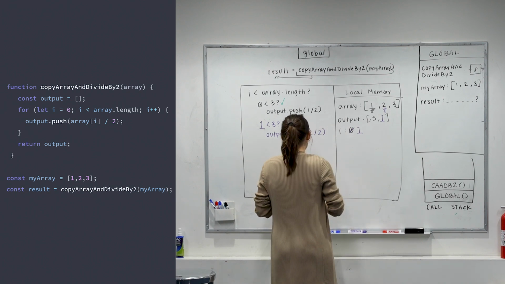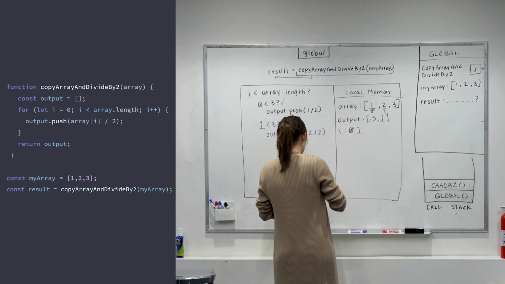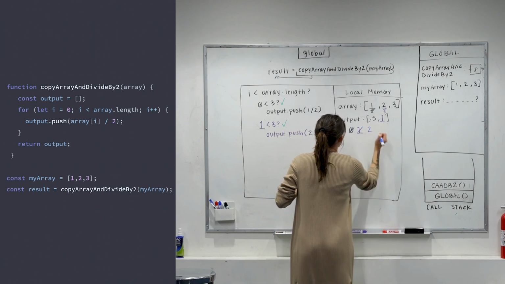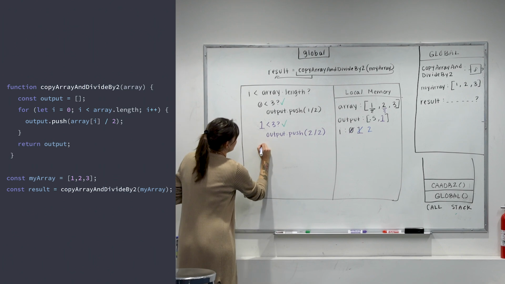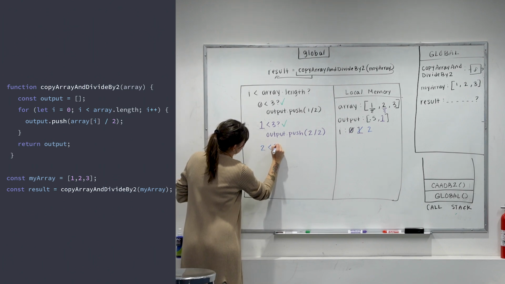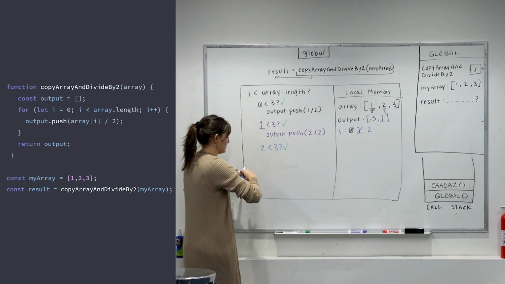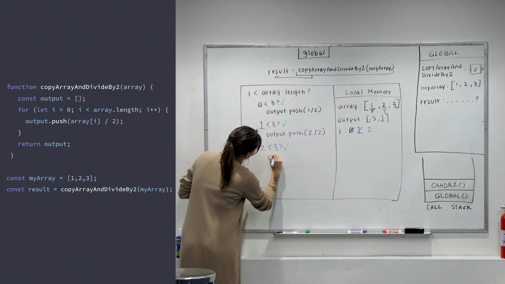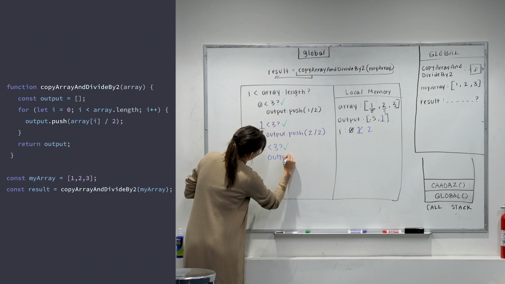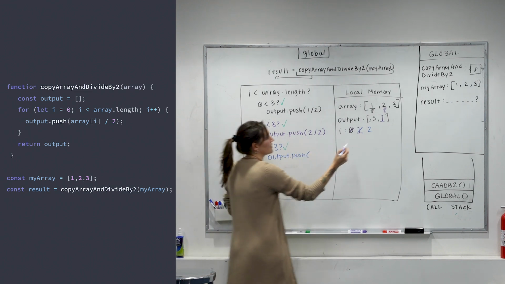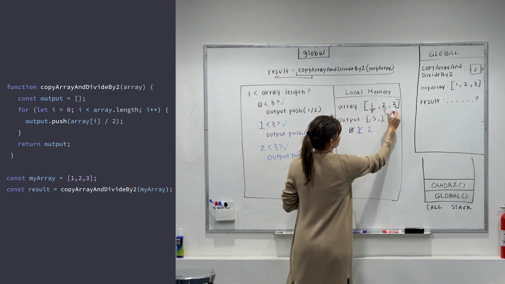We are now going to increment again. So i is now going to be 2. We now check that condition. 2 is less than 3, so we now go inside the body. We are now going to do output push once again. And array at index 2 is going to be 3.